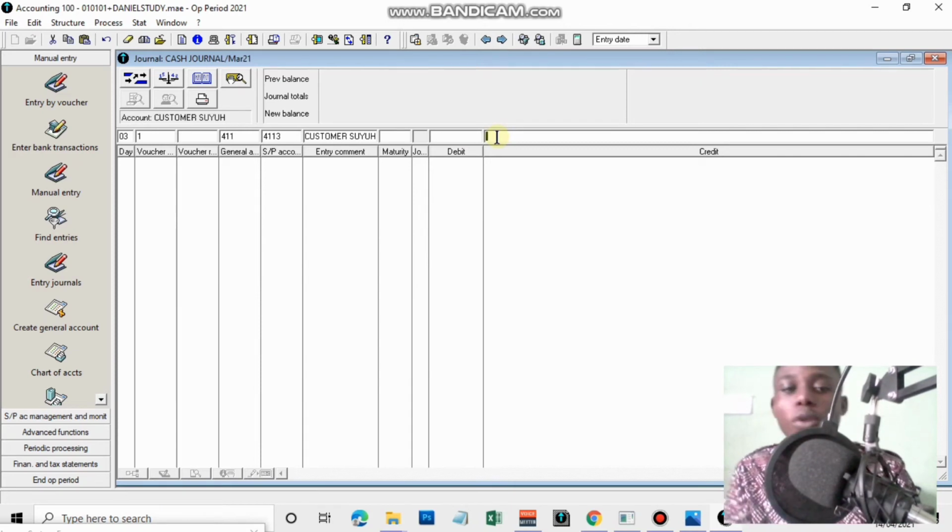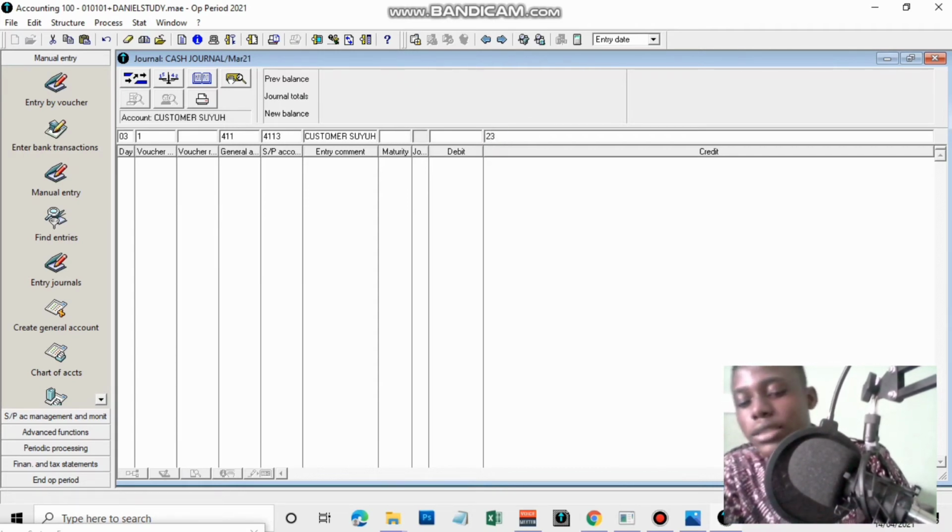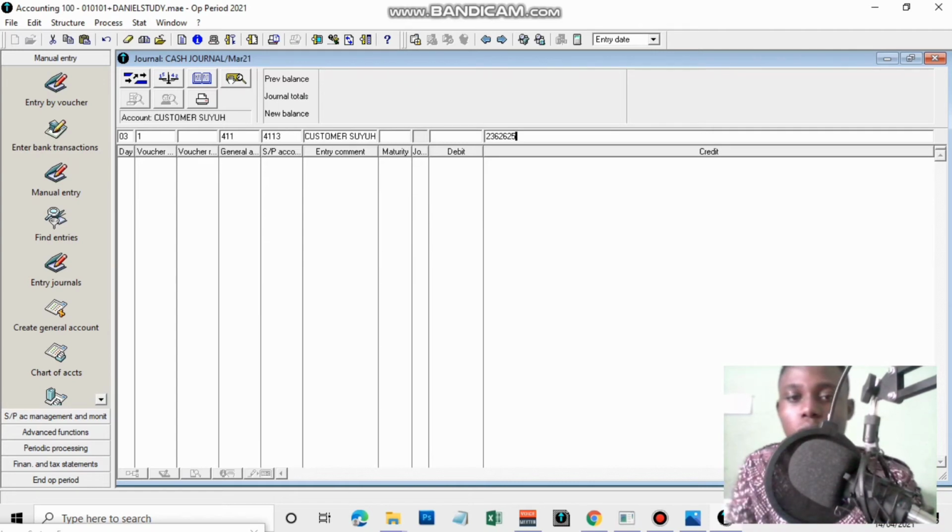The only thing to note is that in the cash journal, we're recording by the net payable and not the gross amount. Please take note of that. Here we're recording by the net payable of each item. From the 3rd to the last one, we're going to record by the net payables. The net payable for this one was 2,362,625.